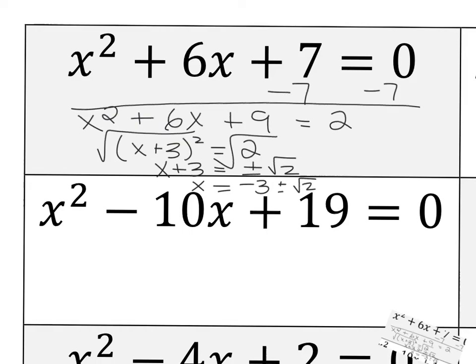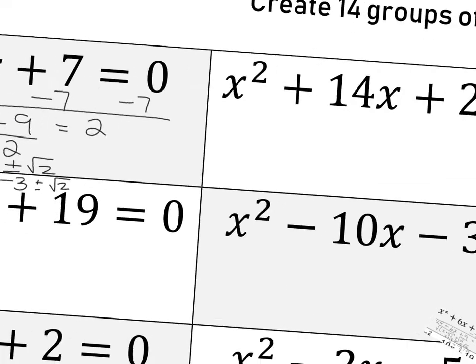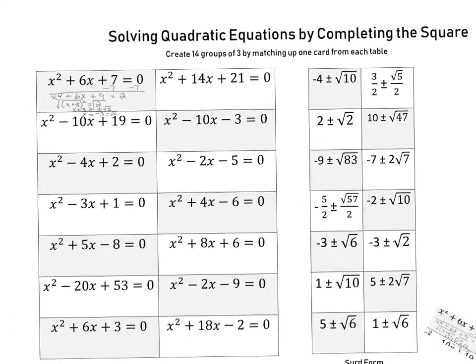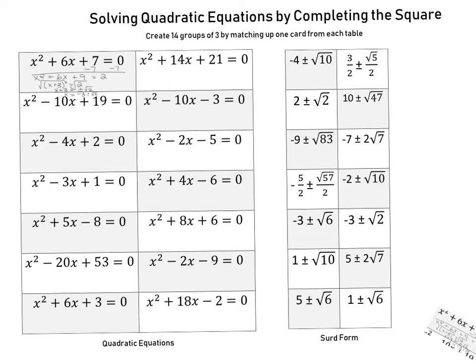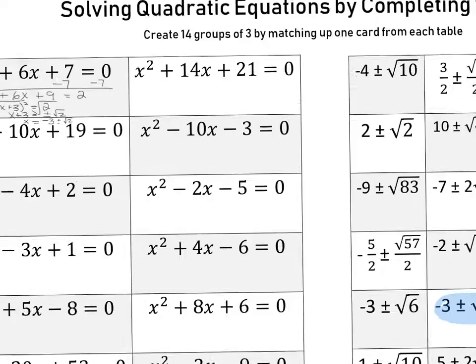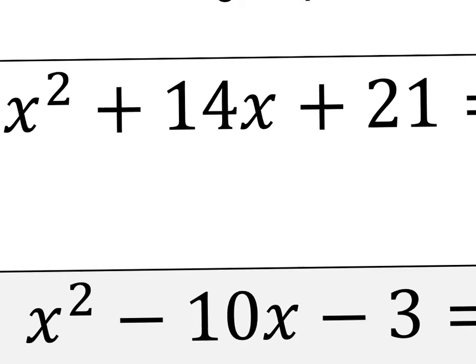Okay, so I go over to my answers. Negative 3 plus or minus the square root of 2 is right here. So I'm going to highlight that. This is the answer to the first one. Okay, moving on to the next one, I'm going to go to the right.